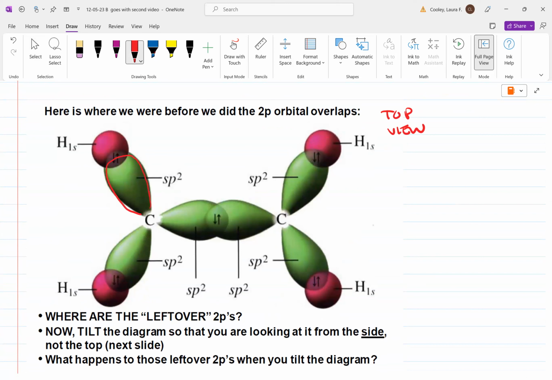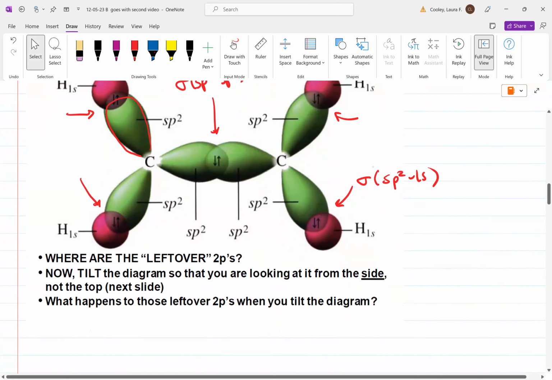These three sp2 orbitals on each carbon. Here you see them overlapping. That's the sigma sp2, sp2. And these are the 4 overlaps, right? All of these are sigma sp2 1s, okay? But now we're looking down on this. So where are the leftover 2p orbitals? They are sticking out. It's kind of coming towards us and going back behind the tablet.